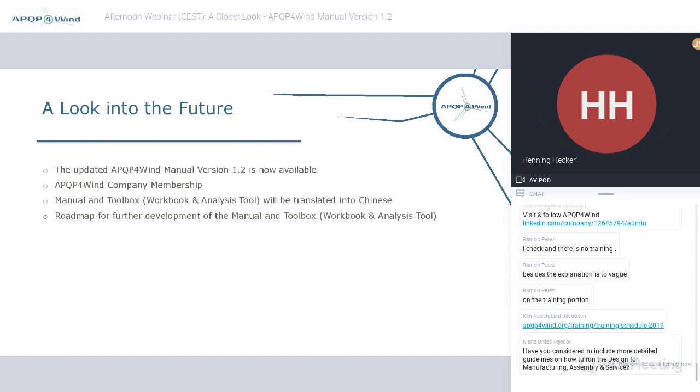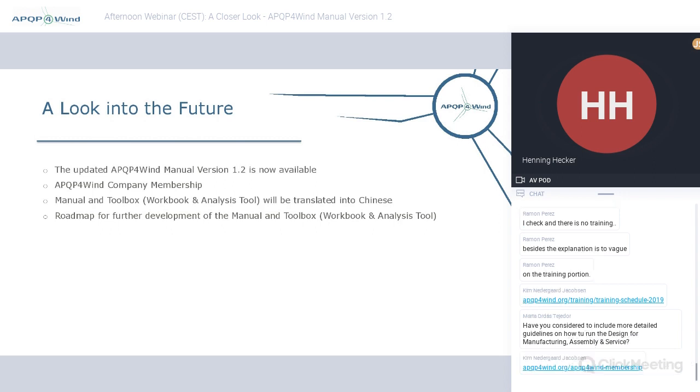Manual and Toolbox, we have planned that they will be translated into Chinese, and our plan is that it will be released at the end of October together with the Chinese wind power fair. Besides these updates for the manual, there will also be some updates of the toolbox and the workbook, and these will be released tomorrow on our homepage.